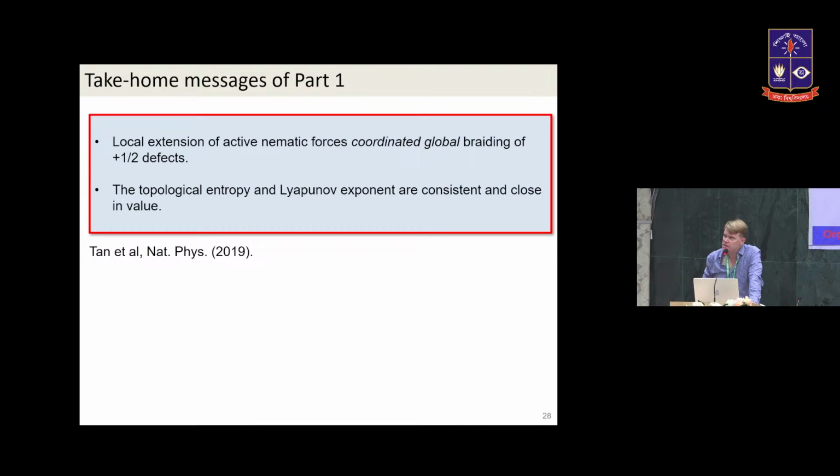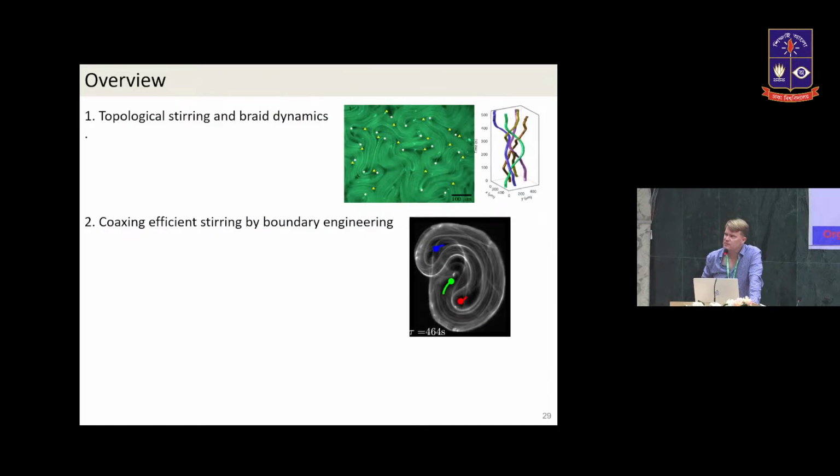I'd now like to move on to something a little bit newer, which is how you can control the motion of these defects by engineering the boundary. How much time do I have left? 10 minutes, perfect.